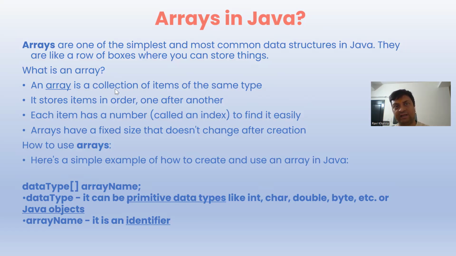Now, what is an array? An array is a collection of items of the same type. Same type means the same data type. It stores items in order, in a sequential way, one after another. Each item has a number, which is called an index, to find it easily.